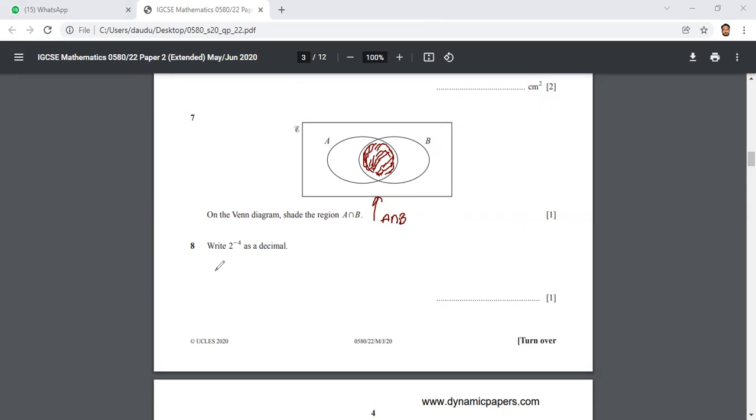Okay, the next question is 8, and they are talking about 2 power minus 4. So we have one rule of indices: a power minus m can be changed into fraction form, 1 over a power m. So you can apply it to 2 power minus 4, which gives us 1 over 2 power 4, which is equal to 1 over 32. And now you can change it into decimals. You can use a calculator, 1 divided by 32. They want the answer in decimals here. Yeah.